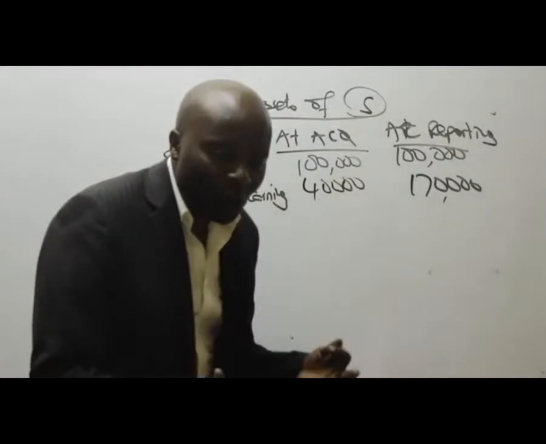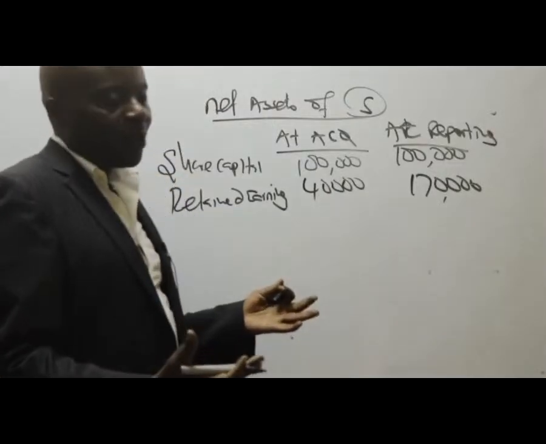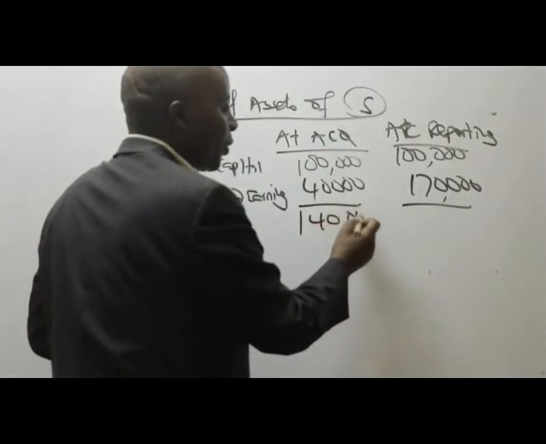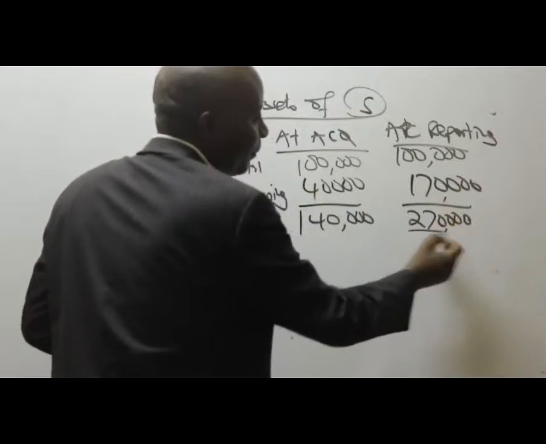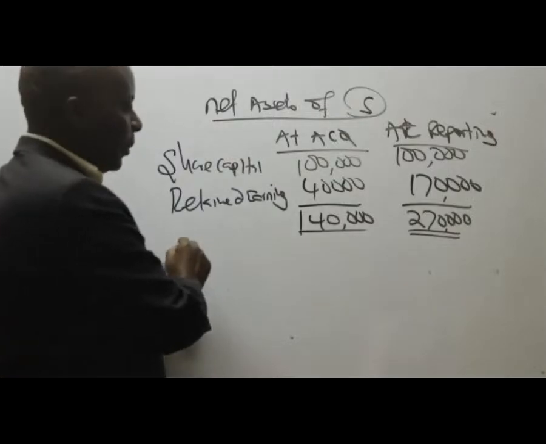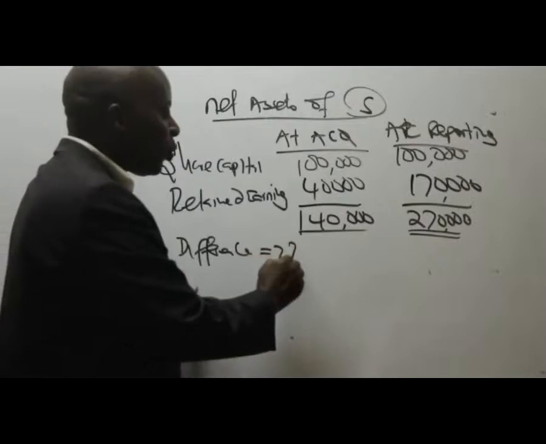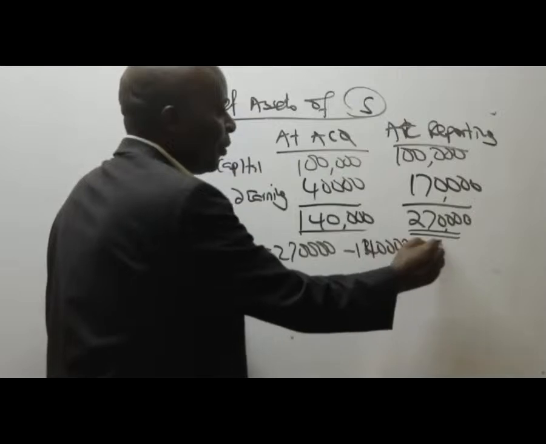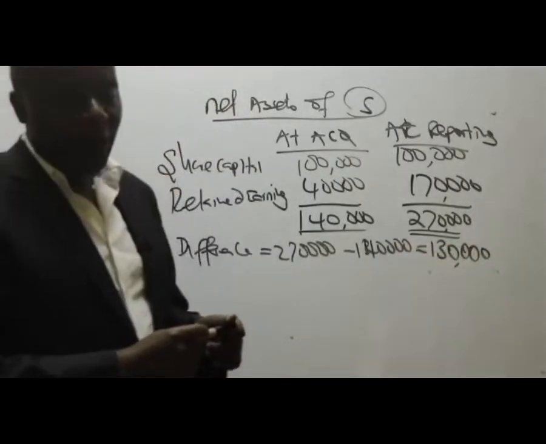In this question, we do not have fair value adjustments. So what you need to do is give us the total: 140,000 at acquisition, and the total here is 270,000 at reporting. Then what is the difference between the two? The difference will be 270,000 minus 140,000, which gives me 130,000.